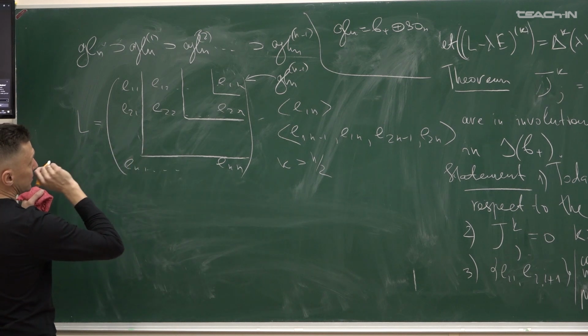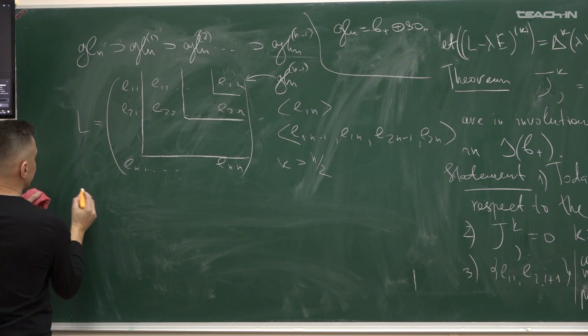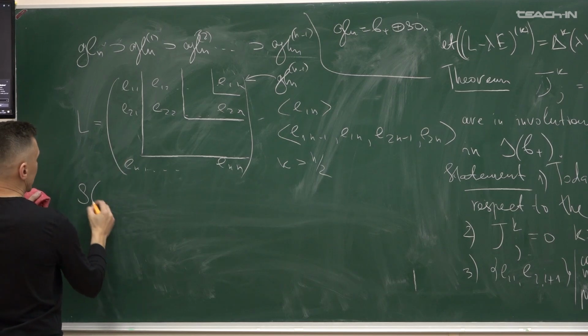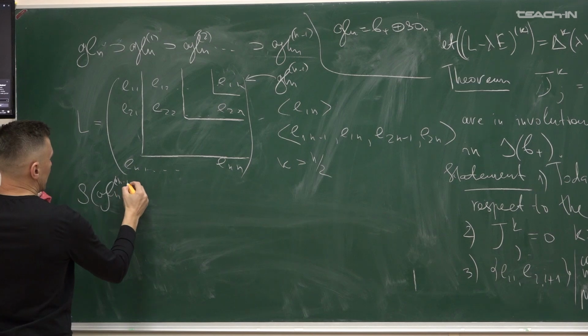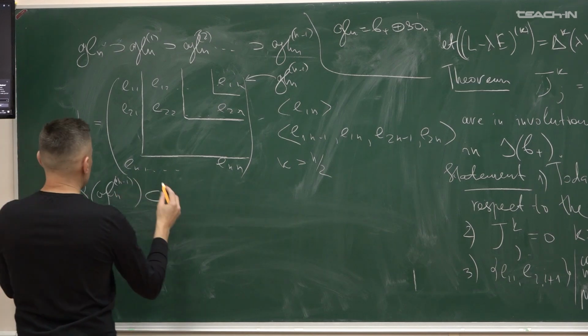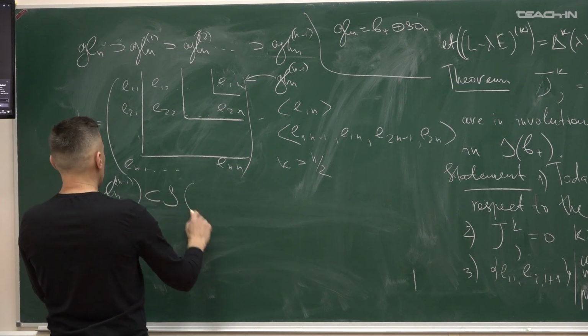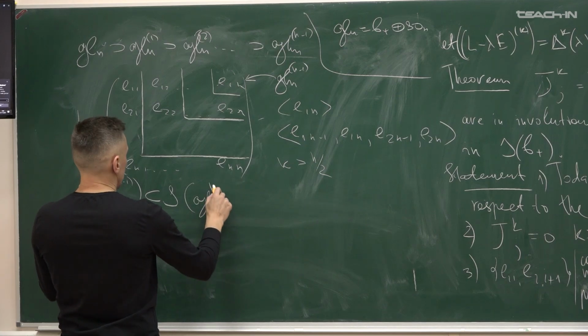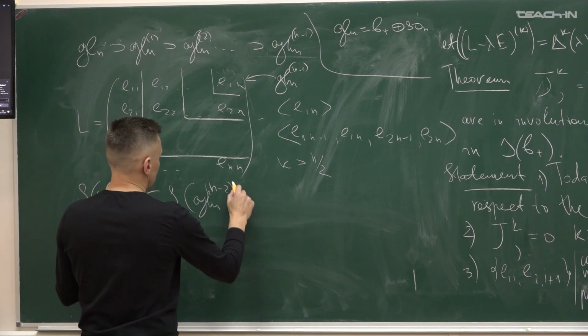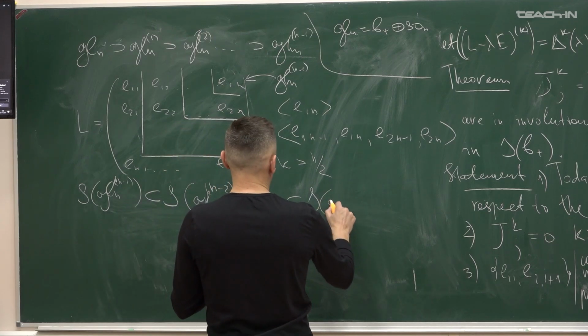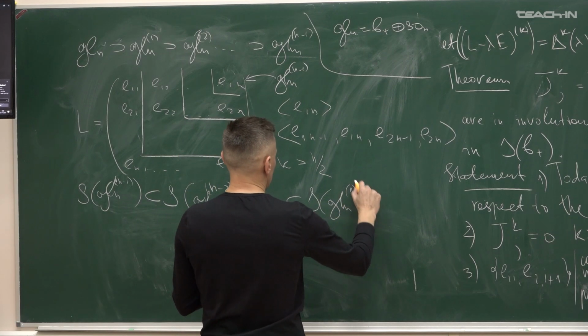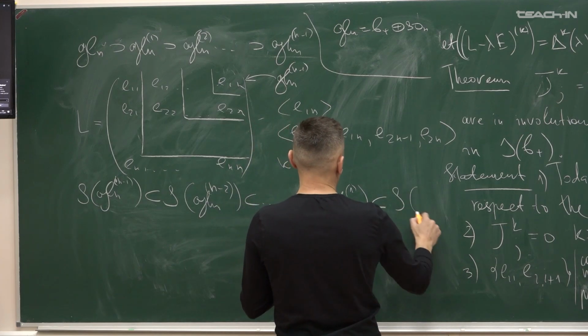But we will consider the chain of Poisson algebras. So we always consider the symmetric algebra of these Lie algebras: S of gl_n, the Poisson subalgebra S of gl_{n-1}, S of gl_{n-2}, down to S of gl_1.